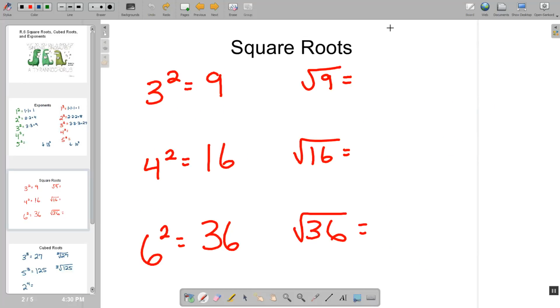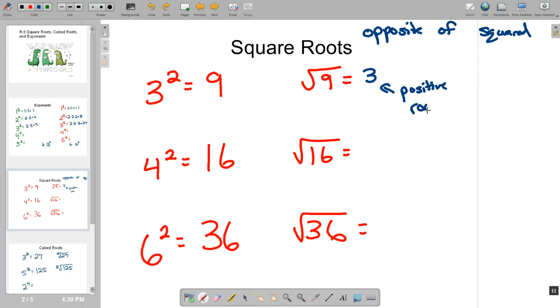Now, square roots are the opposite of squared. And then cubed roots would be the opposite of cubed. So if 3 squared is equal to 9, that means the square root of 9 would be equal to 3. And this is what we call the positive root. Basically, it means that 3 squared is equal to the base of the square root.